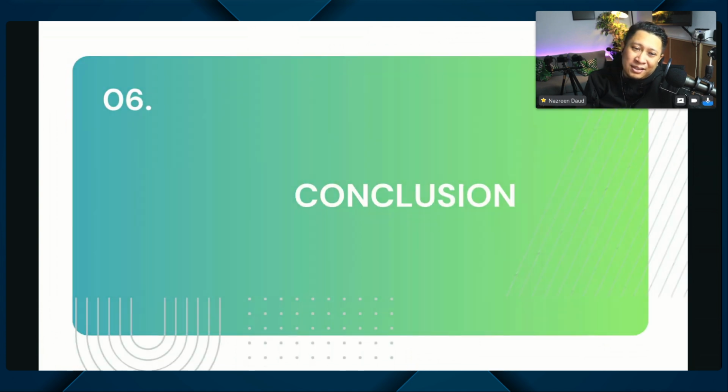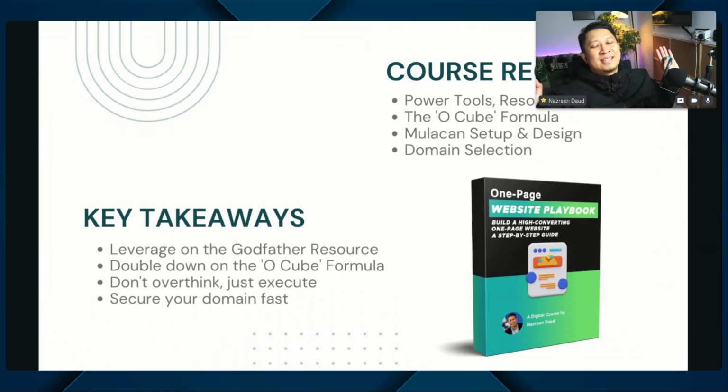And in conclusion, we are at the end already, guys. So the course recap: understand the four important things: the power tools, the OKIP formula, the Mulacan setup itself, because that's what we didn't go through in this video, and the takeaways. Leverage on the resources that I gave. For those who are getting this, use the Godfather resources as much as possible. Double down on the OKIP formula. If you still don't get it, do market research, understand your avatar, and use ChatGPT.